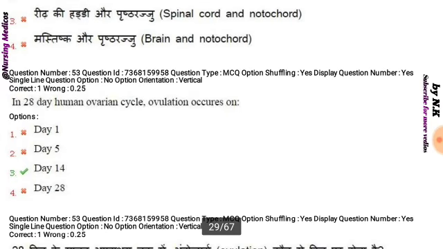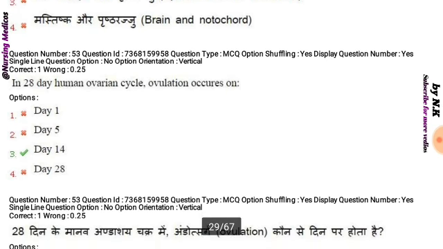In a 28 days human ovarian cycle, ovulation occurs on the first day, 5th day, 14th day, or 28th day. The answer is 3, on the 14th day. Next one.